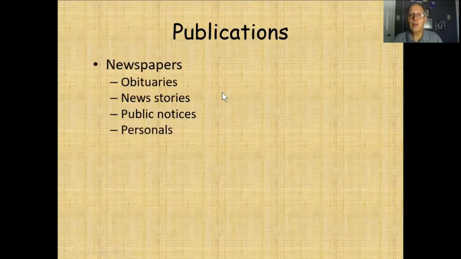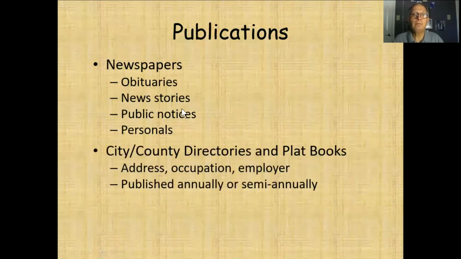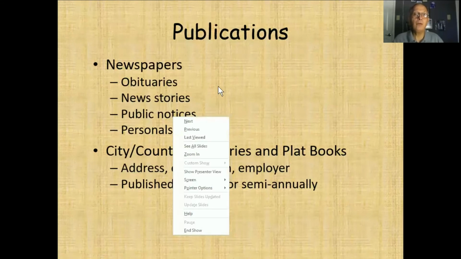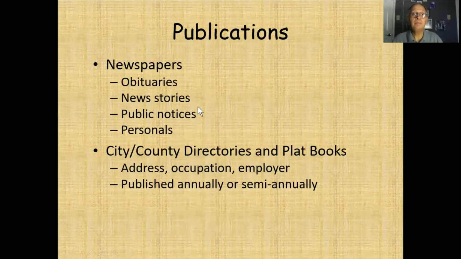Publications. This is where you can get a lot of background and historical data and other data. The newspapers contain obituaries, which some are very rich in genealogical information, including names of survivors and the married names of daughters, the elusive daughters. There are news stories. Sometimes your ancestor, when they passed on, made the news. And so they might be on the front page, as my great-grandfather did.